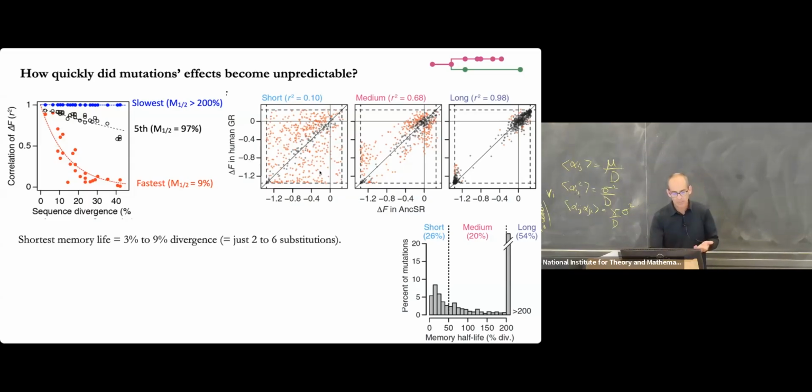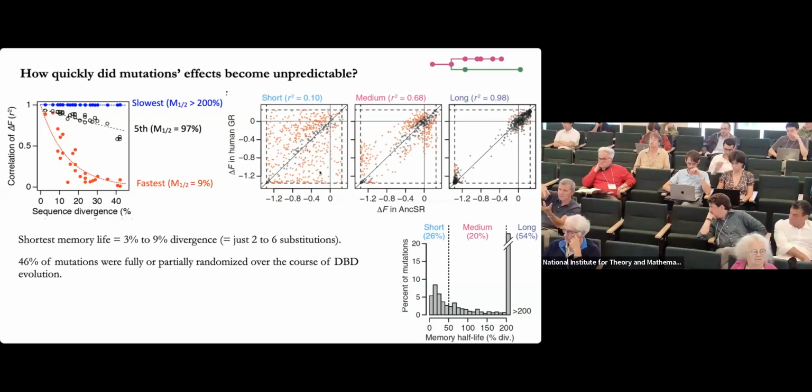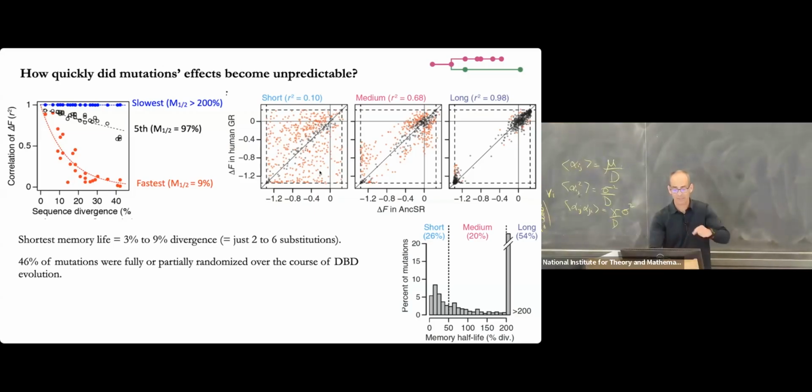The shortest memory half-life is just 3 to 9% divergence, meaning it takes just 2 to 6 substitutions to decorrelate it by half. So these are the most epistatically sensitive. We think they're likely to be the most richly coupled, by number of connections and magnitude of the effects of connections. Just my lack of understanding about these DNA binding domains. So how many of the residues are essentially in direct contact with DNA? You're about to see that.